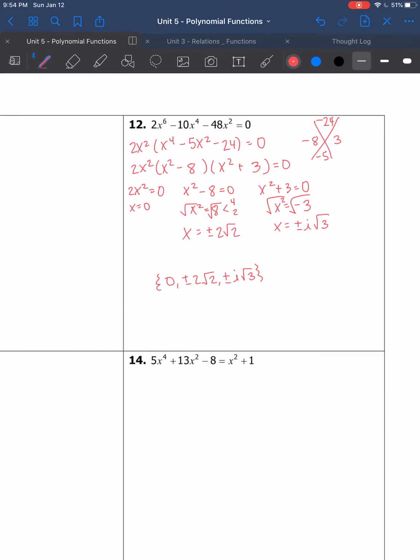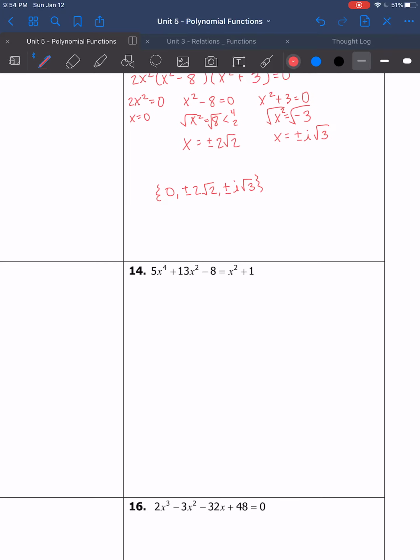So 14 just factors some more. It works the same kind of way, and same with 15, same with 16. So I will stop here.